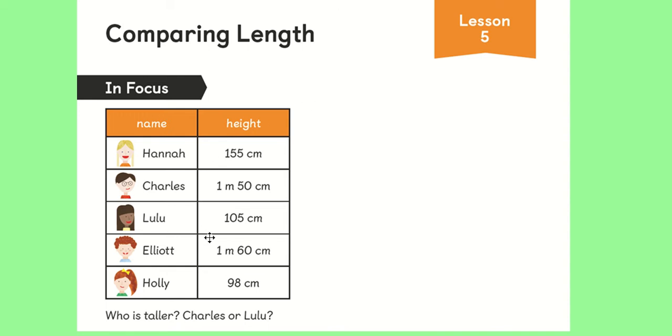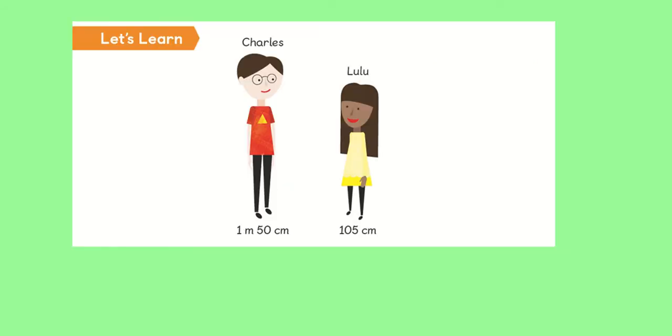Yeah, that's right, they're written in different ways. So this first one is written just in centimetres, but the second one is written in metres and centimetres. So it's a little bit tricky for us to see who is taller and compare these heights when they're written in different ways. Okay, so we're looking at Charles and Lulu. We know Charles is 1 metre and 50 centimetres, and Lulu is 105 centimetres. So, the best way to do this is to convert either one of these so it's written in the same way as the other, so we can easily compare those numbers.